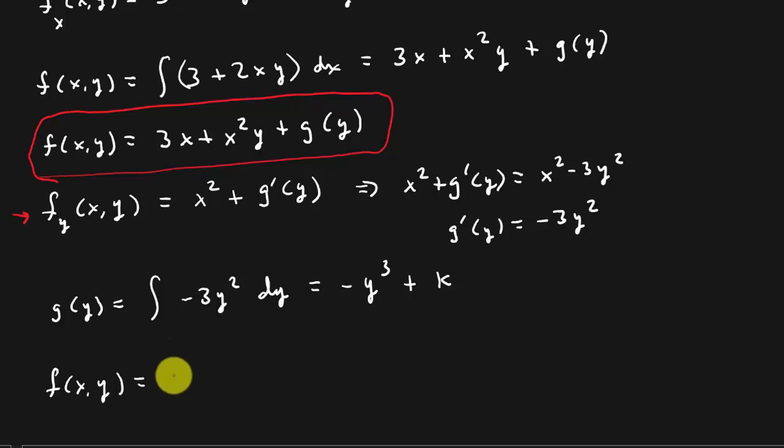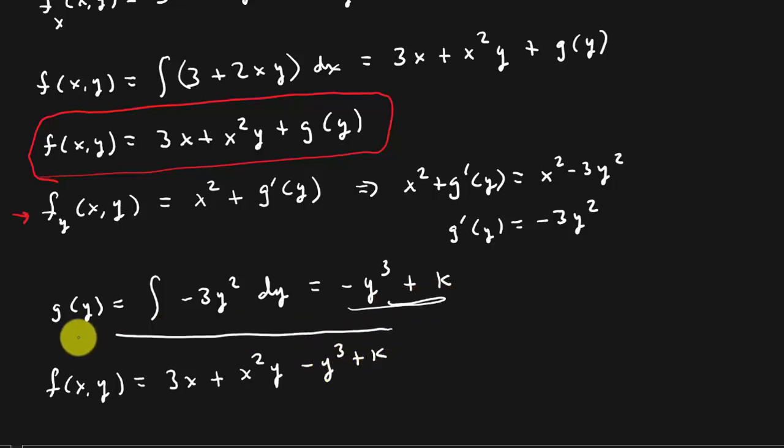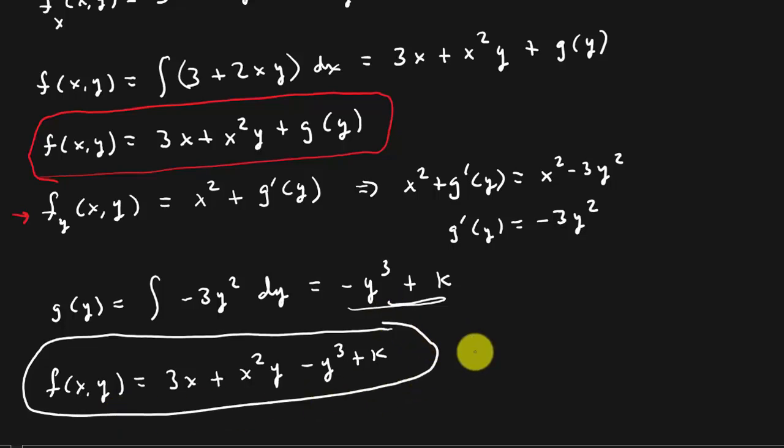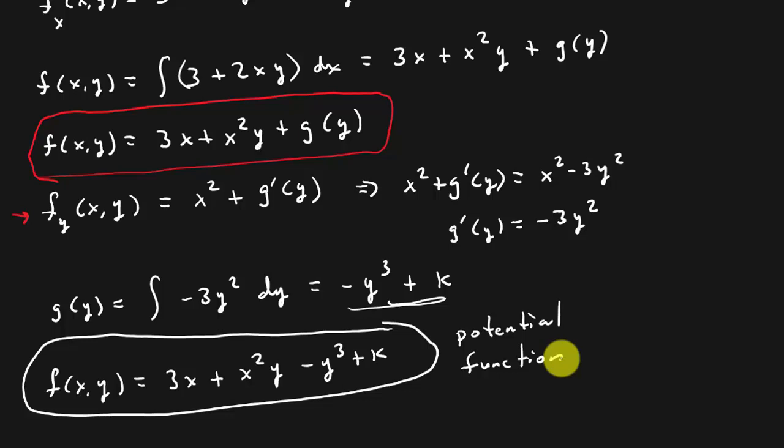So f of x, y is 3x plus x squared y plus g of y. Well, what's g of y? It's this right here, minus y cubed plus k. And there's your answer. And this is your potential function.